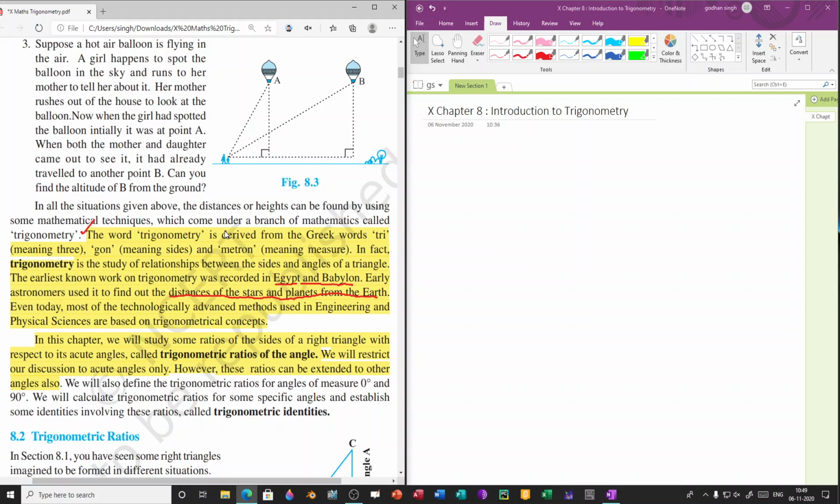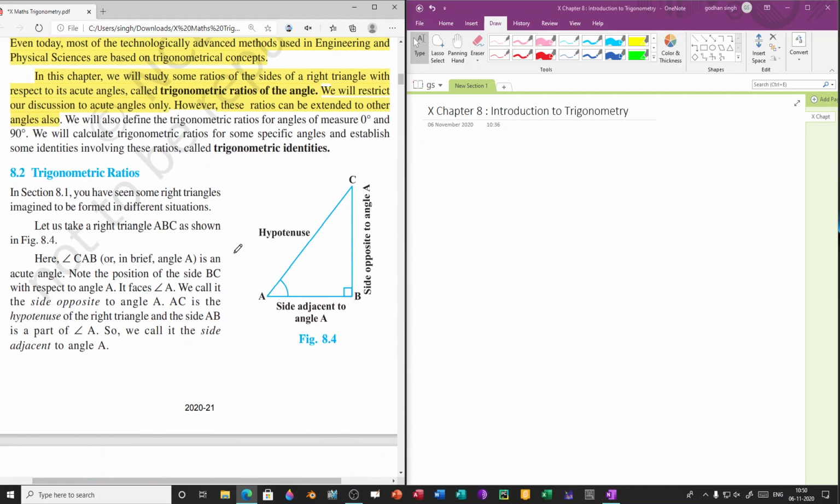In this chapter, we will study some ratios of the sides of a right triangle with respect to its acute angles called trigonometric ratios of the angle. We will restrict our discussion to acute angles only. However, these ratios can be extended to other angles also. So, we will consider only the right angle triangle and not other triangles. Trigonometry can be applied to other triangles also, but that is not in our syllabus.